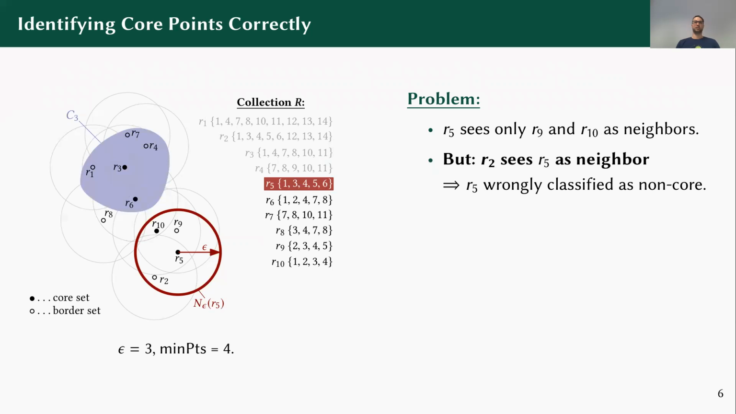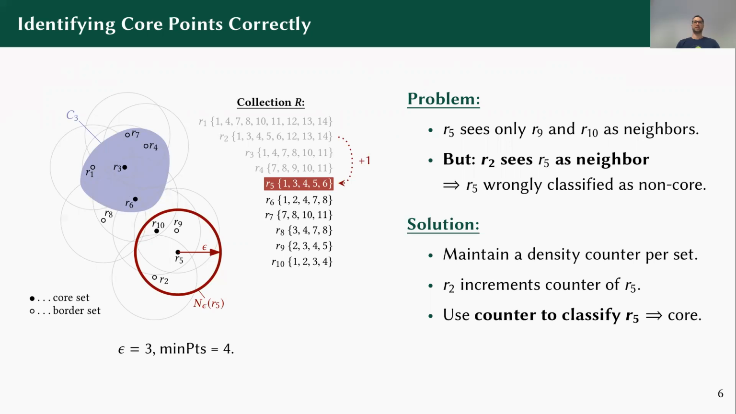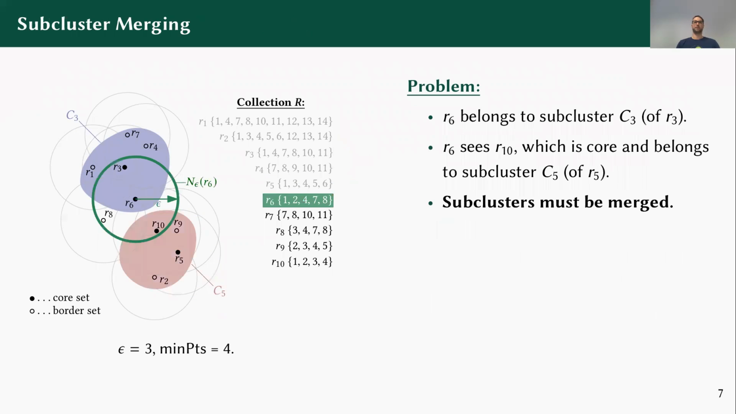To address this issue, we maintain one counter per set that represents the density of its full neighborhood. When we process R2 and see R5 as look-ahead neighbor, we increment the counters of R2 and R5. This is possible due to the symmetry of the distance function. Again, we propagate information from R2 to its look-ahead neighbors. After processing R5, the counter is 4, and we can classify R5 correctly as core point.